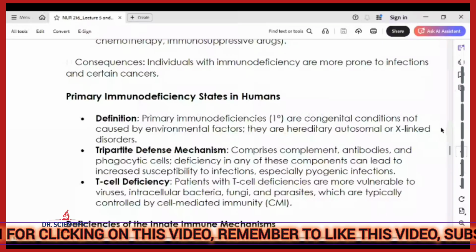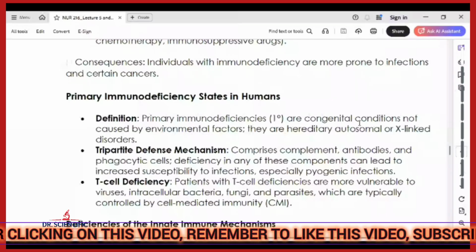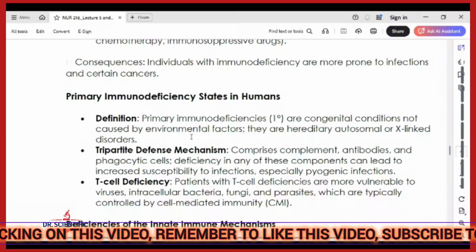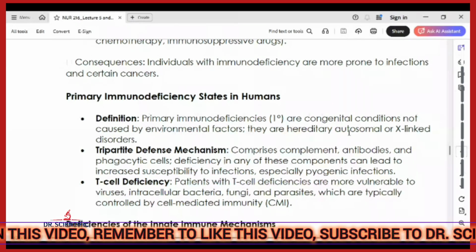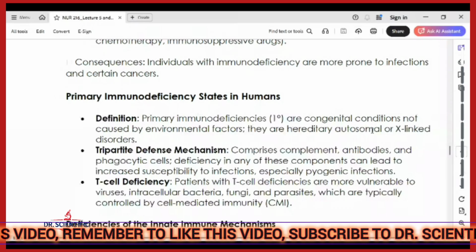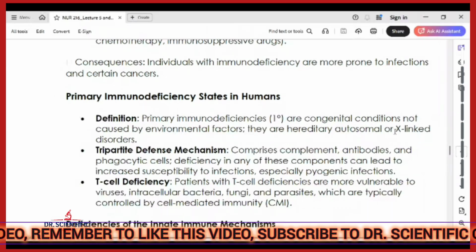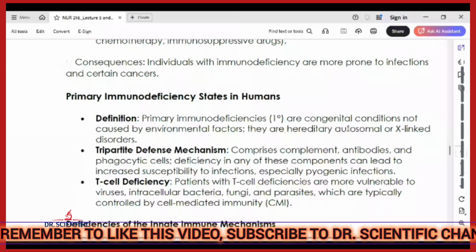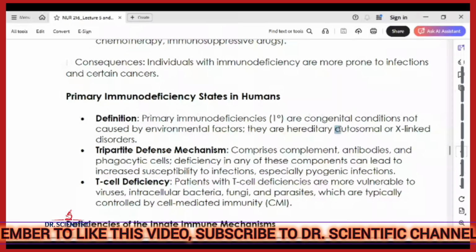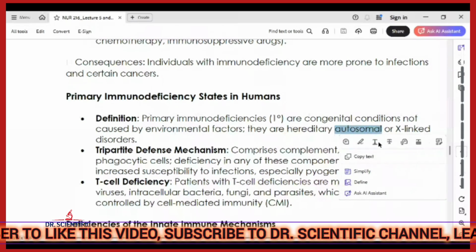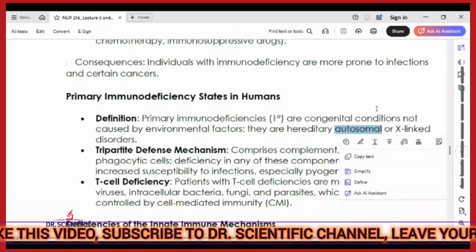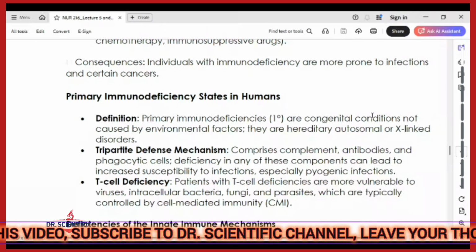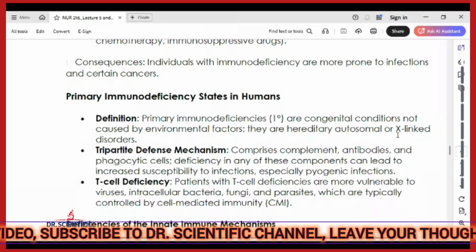So of course they are congenital, we already said. They are not caused by environmental factors. They are not acquired, okay? They could be autosomal or X-linked disorders. Now, when you talk about autosomal, these conditions are carried on chromosome number 1 to chromosome number 22. Those are referred to as autosomal chromosomes, or the X chromosome.